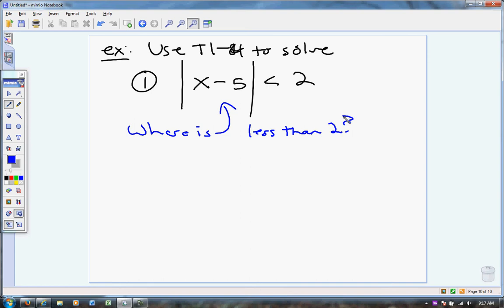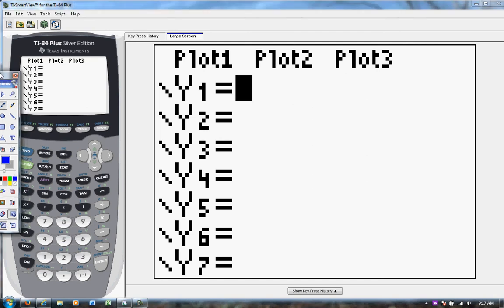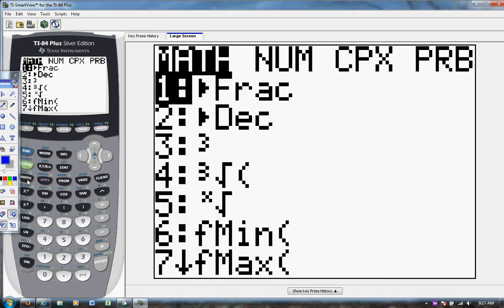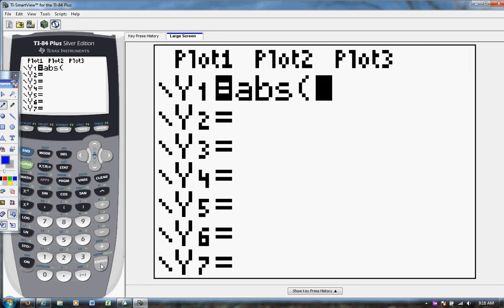So I'm going to show you a trick for this. Let's go to the graphing calculator. First thing you have to know is how to get to the absolute value symbol in the graphing calculator. It is under the Math menu. If I go to Math, and you need to scroll over to the right to Number, it's the very first one. So there's absolute value. You hit Enter, and my absolute value was of x minus 5, so I put in my x minus 5.